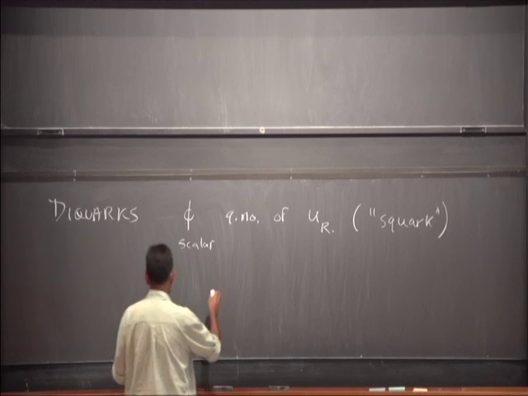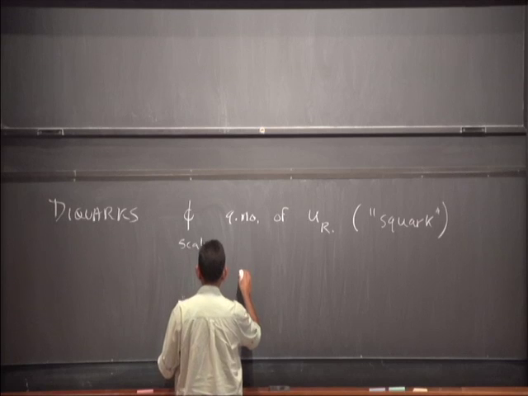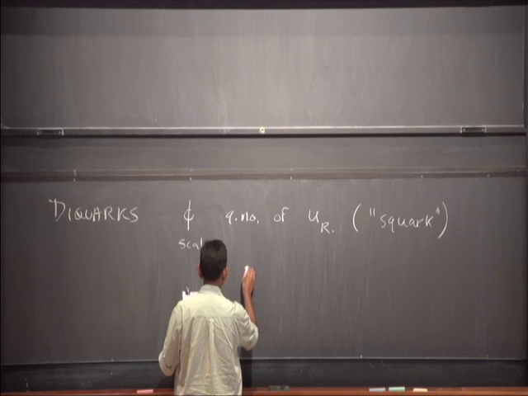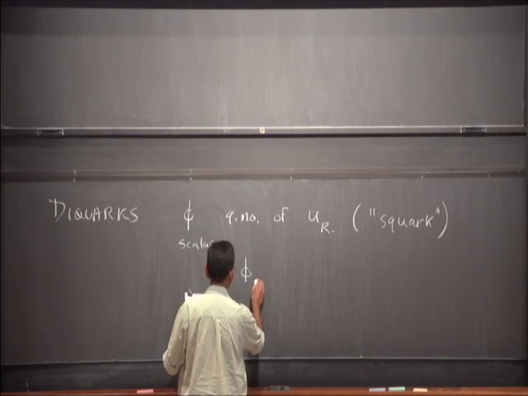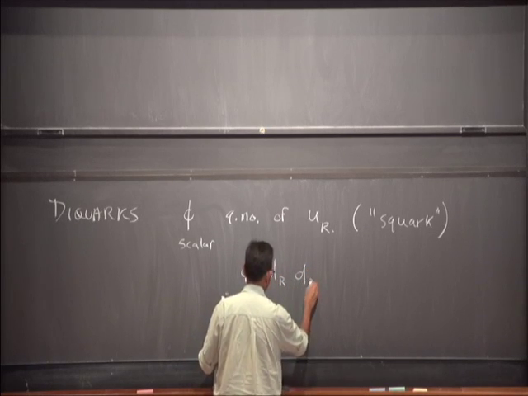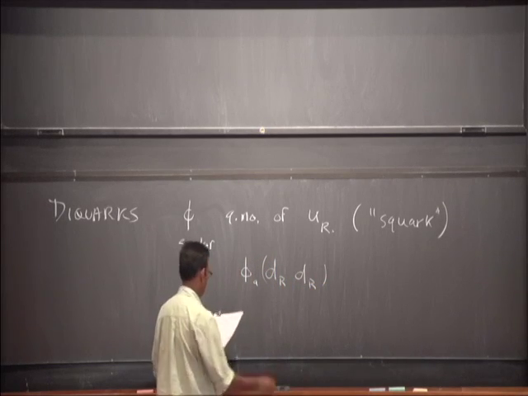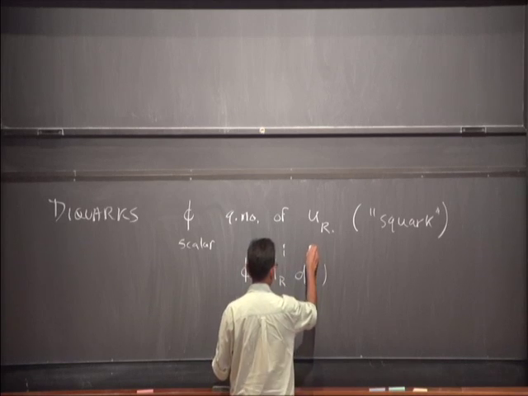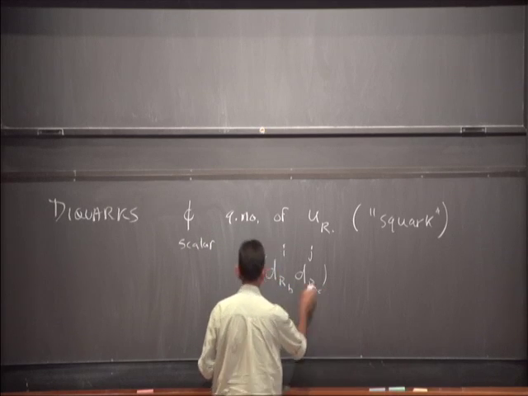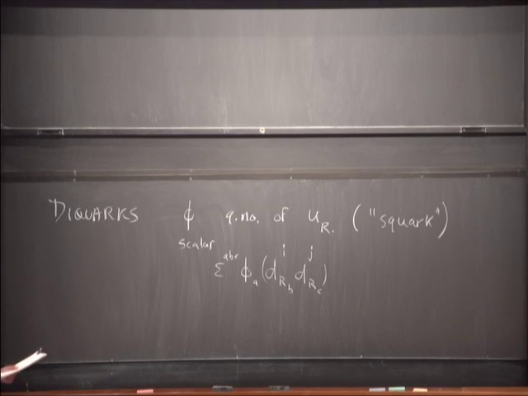Since it's a triplet of color, in fact, given the hypercharge, if you just think about it, there's just one way to do it. So here's a color index. Here is the scalar, and I make it with the spin indices here. And here are some flavor, generation indices, and here are the color indices. And the color is hooked up as a color singlet in this way. And this is the only way to hook it up.